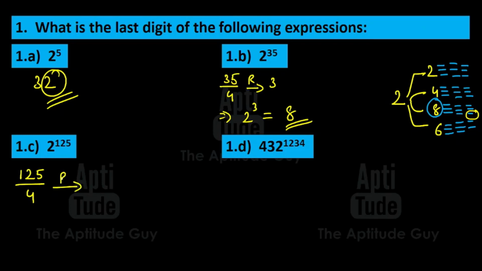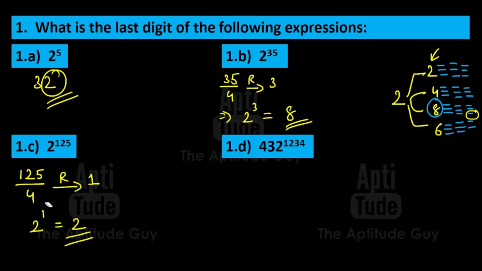What is the remainder over here? 125 by 4, the remainder is 1. So what is the final answer? The final answer is 2 to the power 1, that is equal to 2. If you are really jobless and you really want to verify this, then please be my guest. Write down in your notebook 2 to the power 1 is 2, 4, 8, 6. Write down the power cycle and then count 1, 2, 3, 4, 5, 6, 7, 8, 9, 10, 11, 12, all the way till 125. I guarantee you will stop at 2.